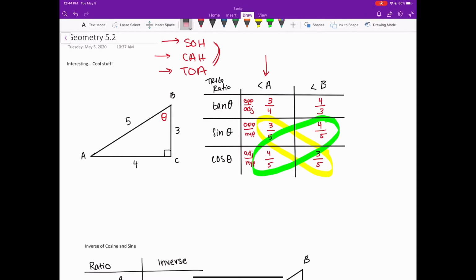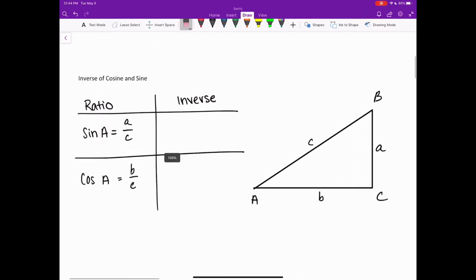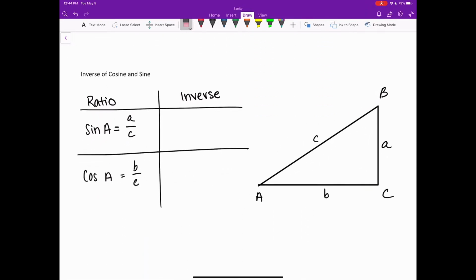All right. We're going to move on to inverse of cosine and sine. Again, this was talked about in assignment 3.2, I believe. It's the same thing, but now we're doing inverse with sine and cosine. I have my ratios written out from my table here. Sine of A, using A as our reference angle, is opposite over hypotenuse, so I have this length of A over C.